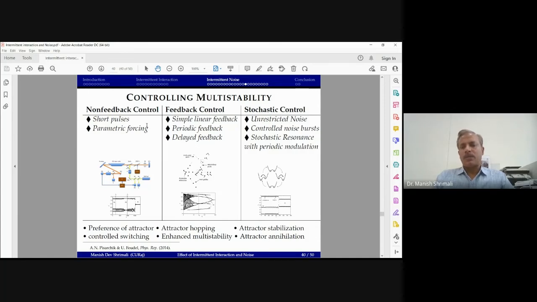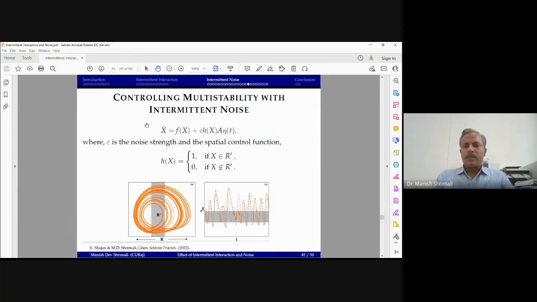For that purpose, control is very much required, and there are various methods proposed in the literature: non-feedback control with short pulses and parametric forcing; feedback with linear, periodic, and delayed feedback systems; and stochastic control, such as unrestricted noise control, noise burst, stochastic resonance, and so on. So there are many examples. But when we looked at the unrestricted noise stochastic control, we found a continuous attractor hopping. That means that when we introduce the noise, we are not able to stabilize the system to one particular state, and it keeps hopping between attractor 1 and 2.